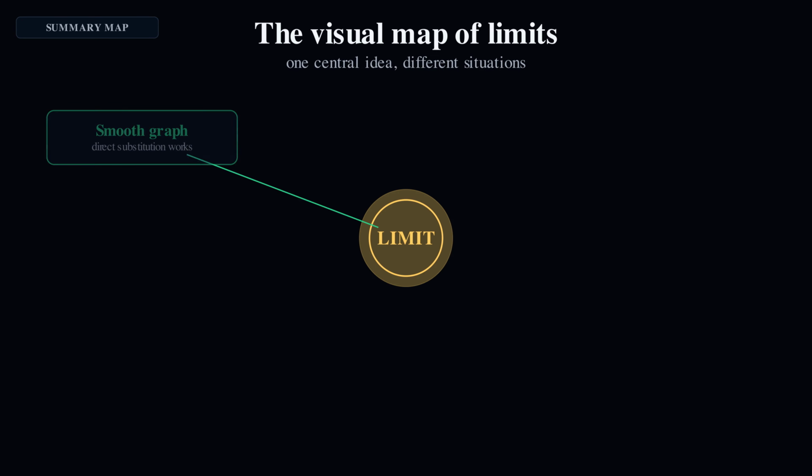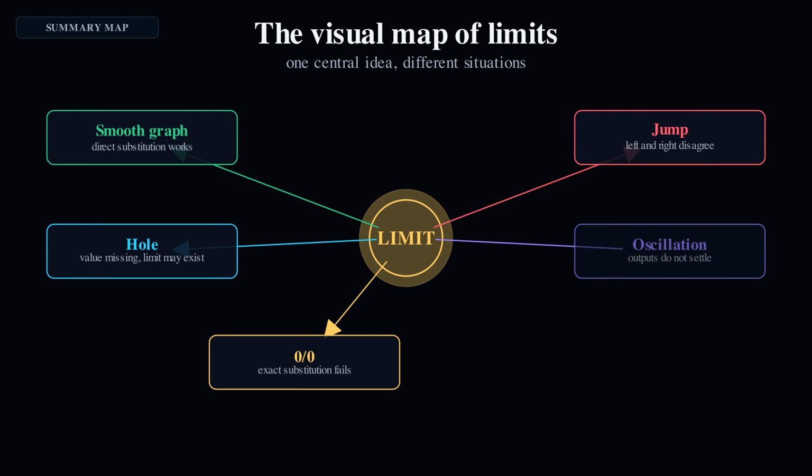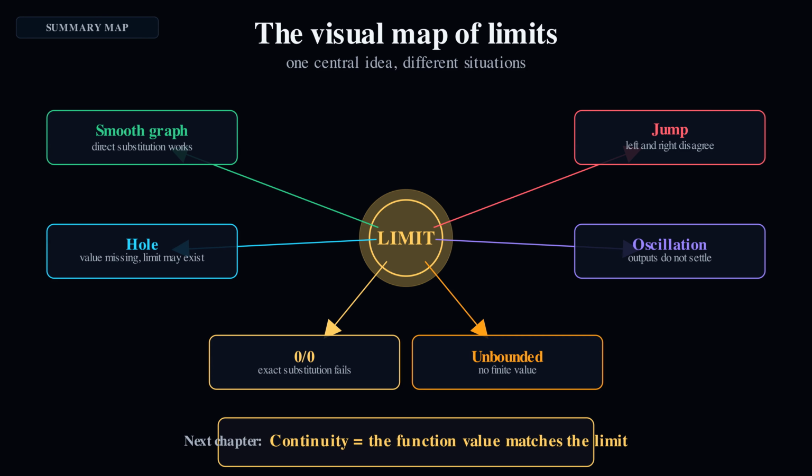Let us summarize visually. Direct substitution works when the graph is smooth and unbroken. A hole can still have a limit because nearby outputs approach one height. 0 divided by 0 may still have meaningful nearby behavior. A jump has no two-sided limit because left and right disagree. Oscillation has no limit because outputs do not settle. Unbounded behavior does not approach a finite number. And derivatives need limits because instantaneous change is built from an approaching process. Next, this leads us to continuity.